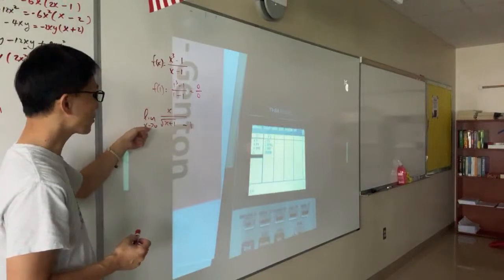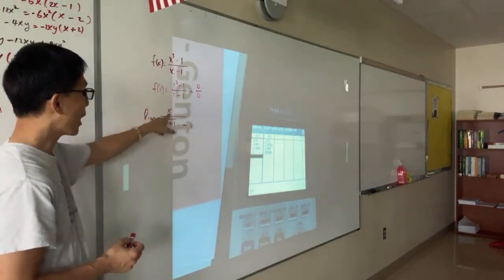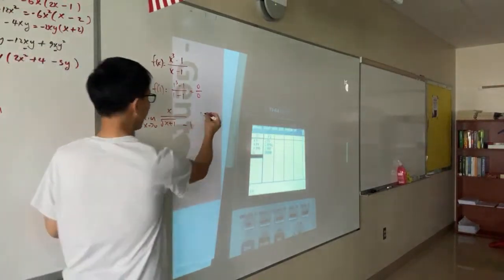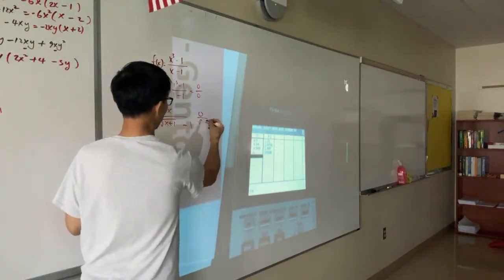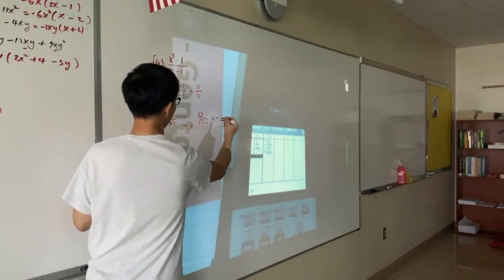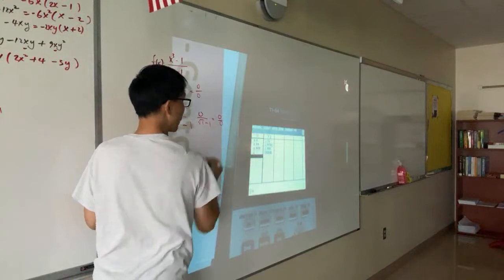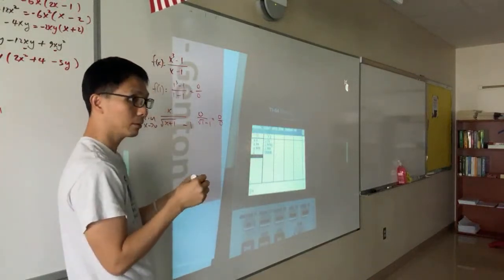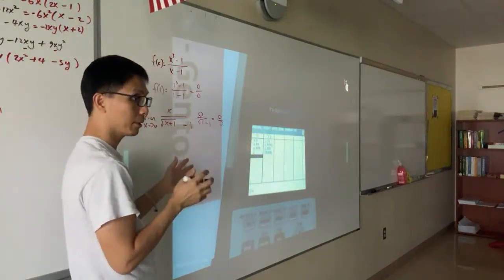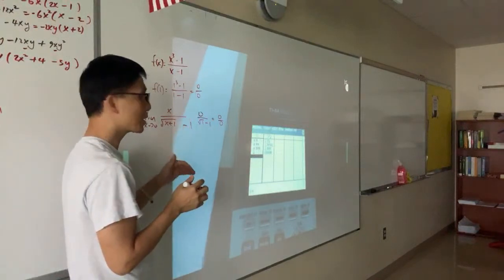So when the limit as x approaches 0, what happens with 0? What am I gonna get? 0 over the square root of 1 minus 1, right? That's equal to 0 over 0. Is it undefined or indeterminate? It's indeterminate, right? So 0 over 0 is indeterminate.